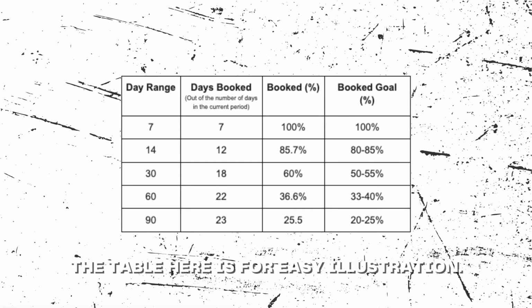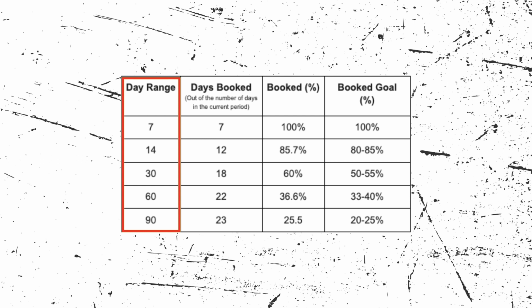So on the far left column, you have the booking window. That is looking at your metrics from today that many days in the future. Like, the top is the next 7 days. And then the second column is an example of your number of days booked out of the available days in that period. And then the third column is the percentage of those days booked compared to the available days. Now, the fourth column is the important one and what you will base your pricing adjustments on.